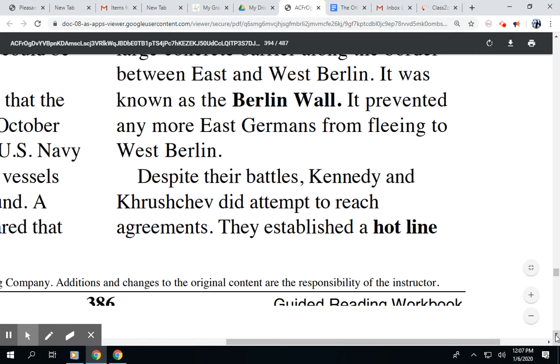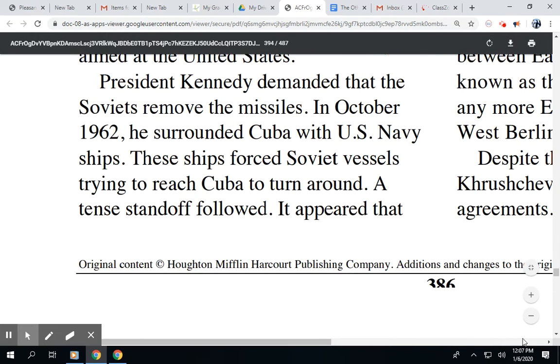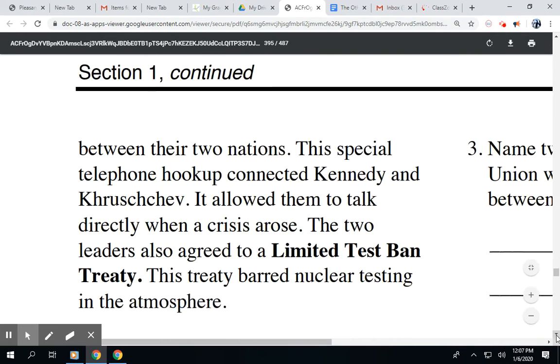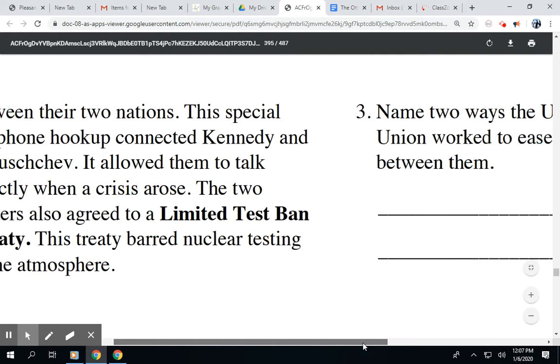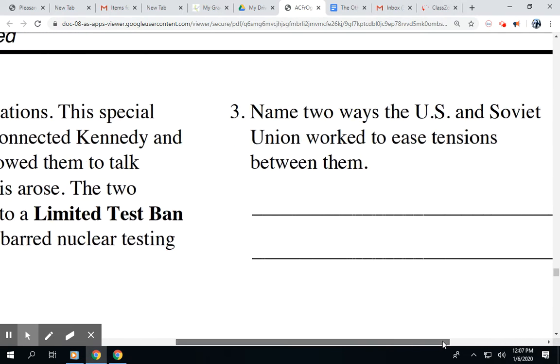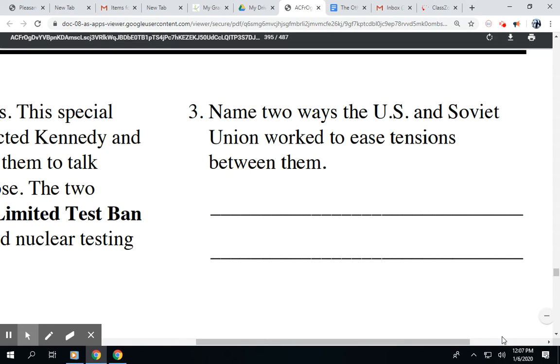Despite their battles, Kennedy and Khrushchev did attempt to reach agreements. They established a hotline between their two nations. This special telephone hookup connected Kennedy and Khrushchev. It allowed them to talk directly when a crisis arose. The two leaders also agreed to a limited test ban treaty. This treaty barred nuclear testing in the atmosphere. Question 3. Name two ways the US and Soviet Union worked to ease tensions between them.